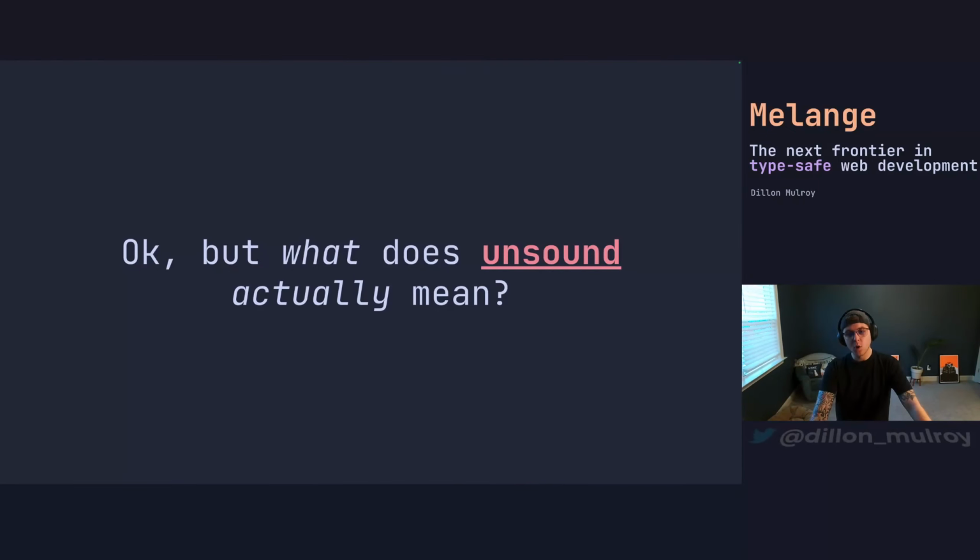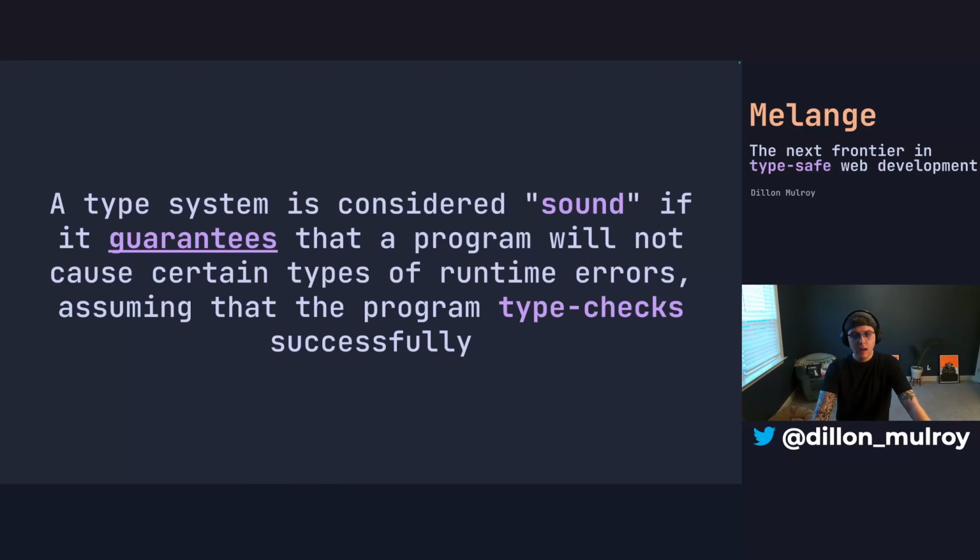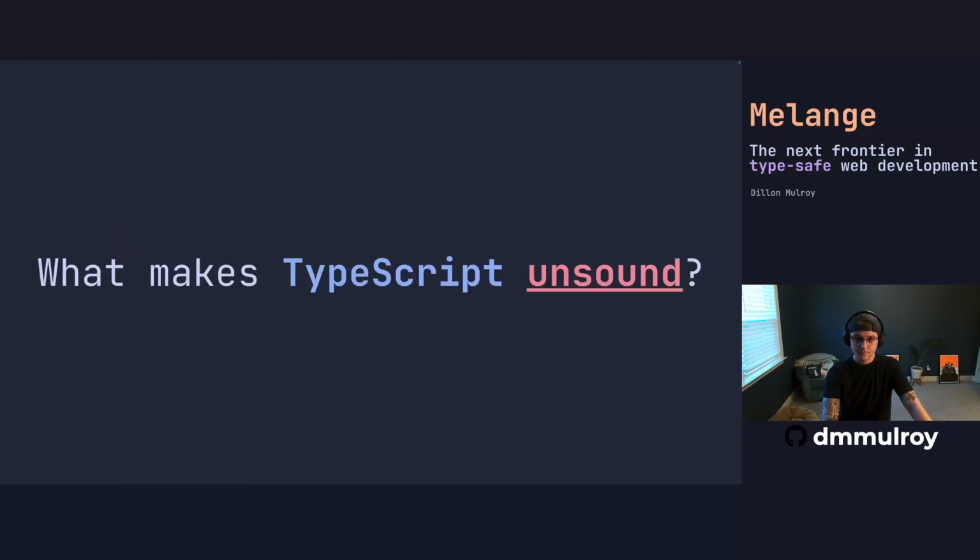Okay, but what does unsound actually mean, and why should I care? A type system is considered sound if it guarantees that a program will not cause certain types of runtime errors, assuming that the program type checks and compiles successfully. So what makes TypeScript unsound then?